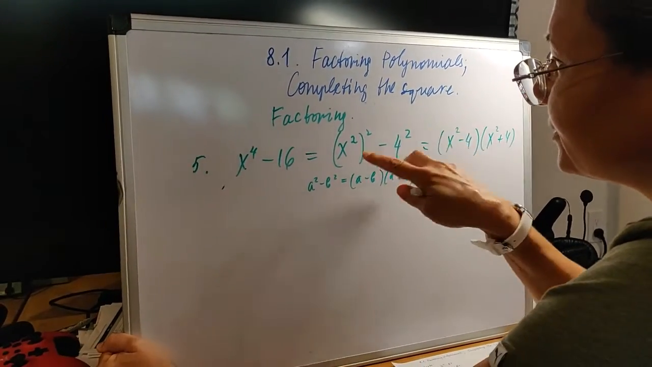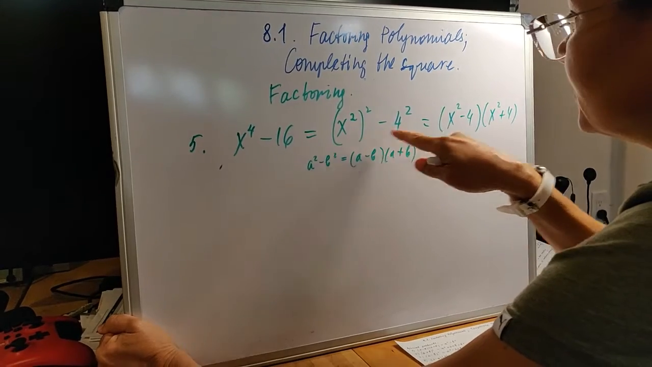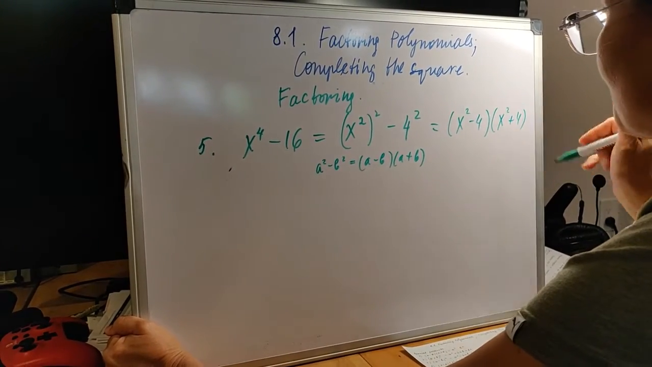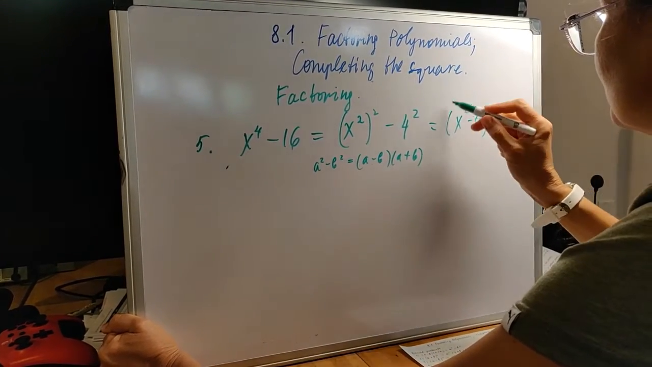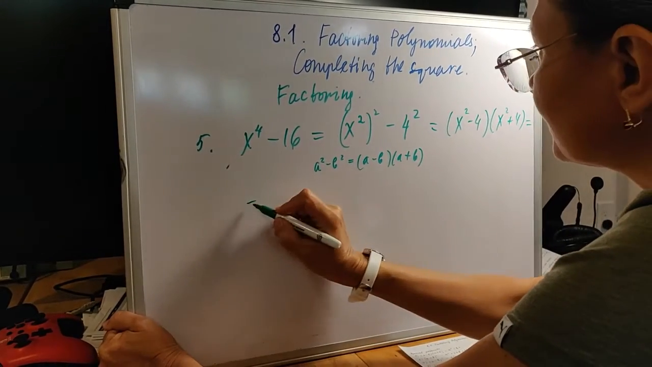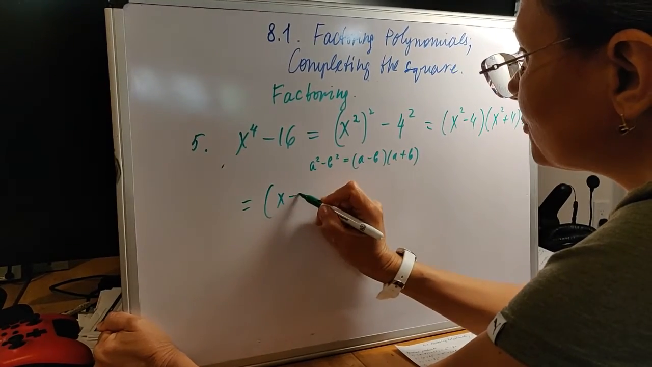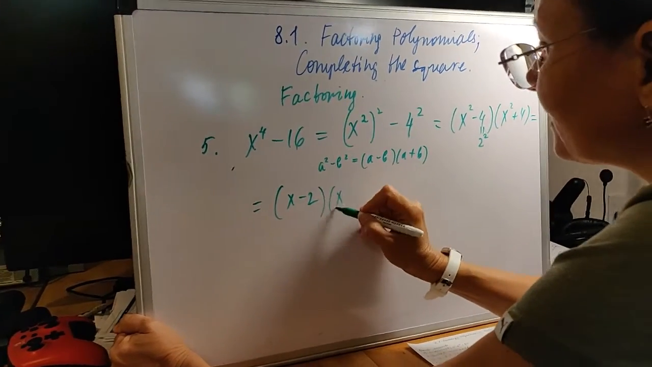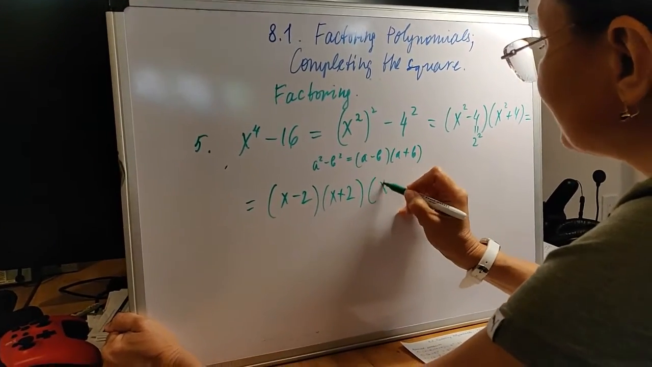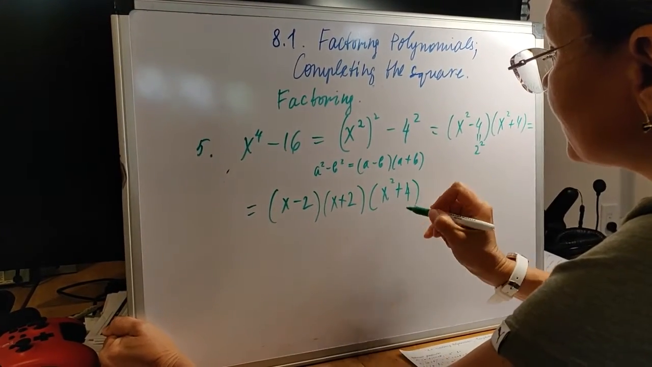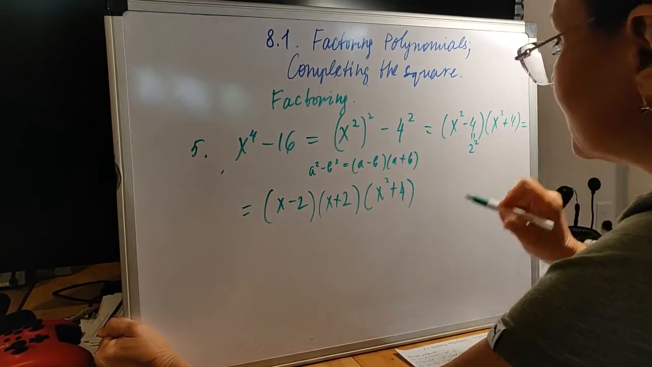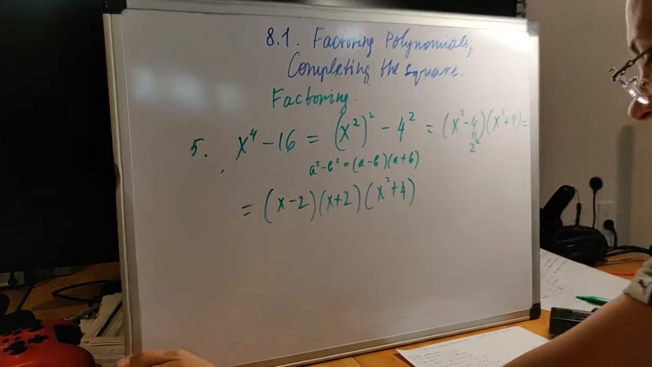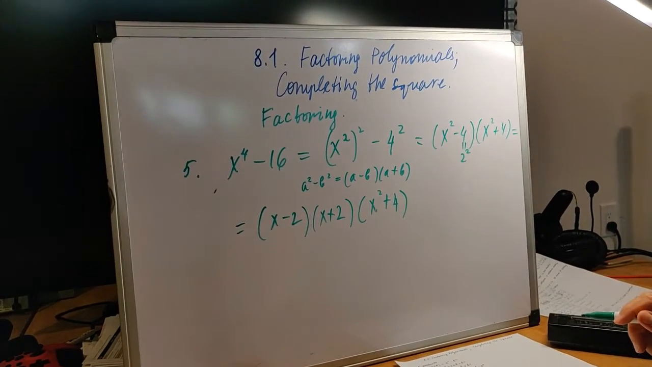So these are the difference of 2 squares, and the a minus b is x squared minus 4, x squared plus 4. I'm going to continue using this formula on my first parenthesis, and that's going to be x minus 2, right? Because 4 is actually 2 squared, and x plus 2, and x squared plus 4. There is no formula for the sum of squares, so we can keep it as it is. Okay? So I factored my next example.